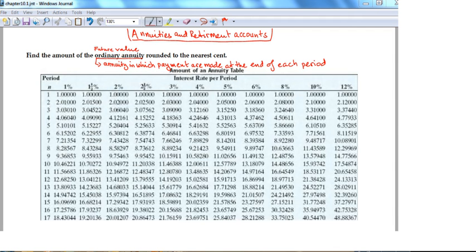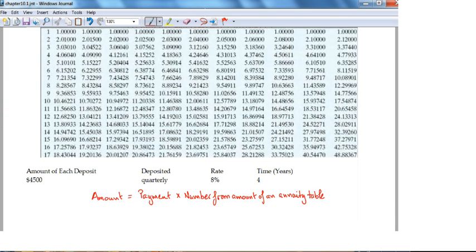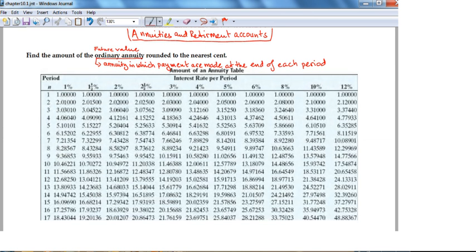So let's see an example. If the amount of each deposit is 4,500 and it's deposited quarterly, and the rate is 8% and the time is 4 years, the question is, find the amount of ordinary annuity rounded to the nearest cent.